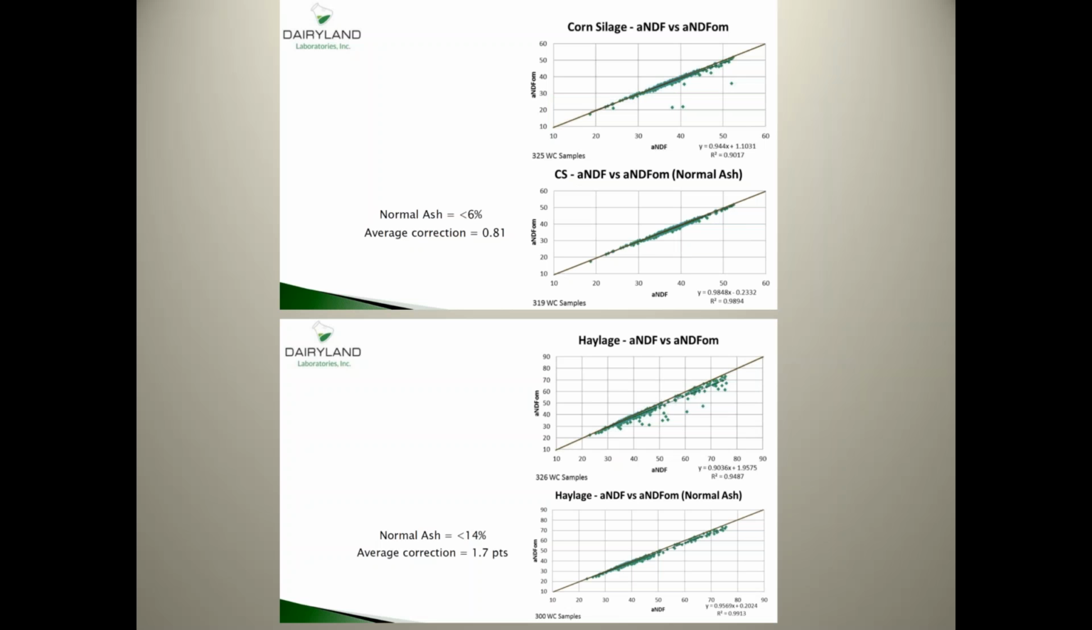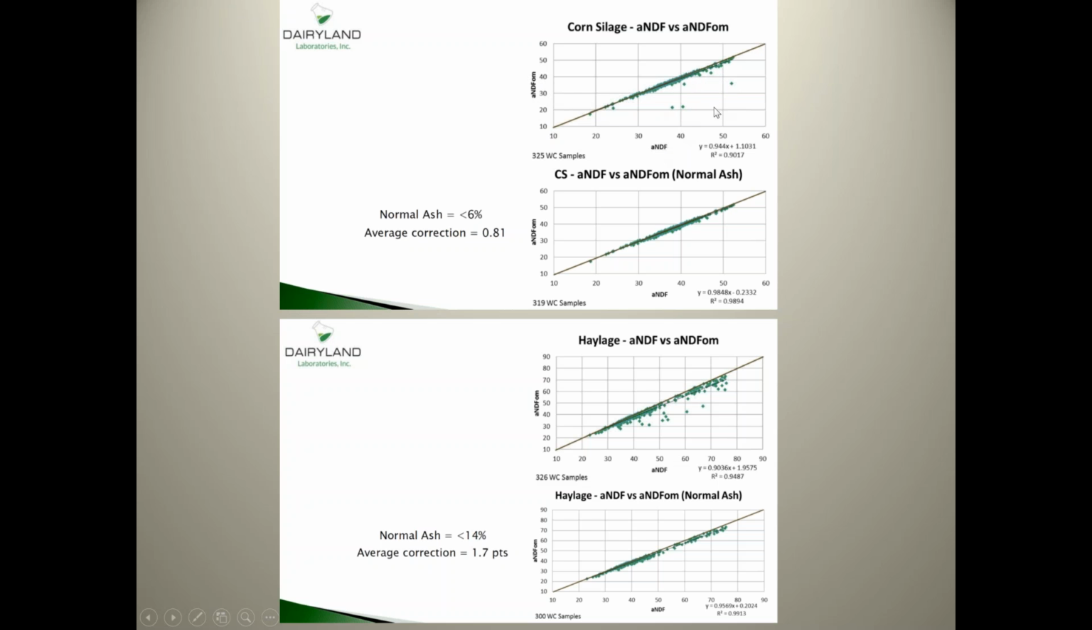So this is a slide that I grabbed from Dairyland Laboratories, and essentially if you look at corn silage, this is a comparison of the, on the y-axis, the ash-adjusted NDF, and on the x-axis just the NDF measured without adjusting for the ash. And you can see with corn silage really very minor differences for most samples. However, you will have a few samples where you've got a very major correction factor taking place, in that the ANDF here would be, say, 40%, or here's some samples where the adjusted NDF may only be 20 or 30%.